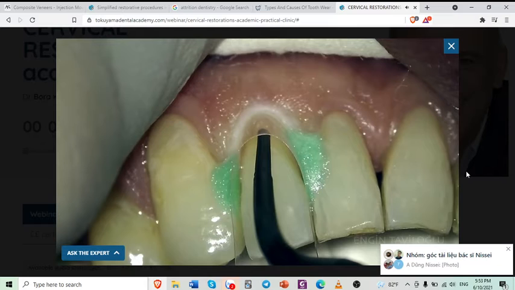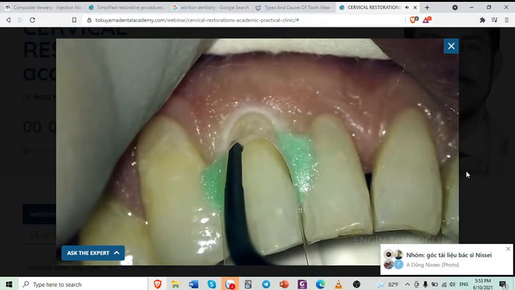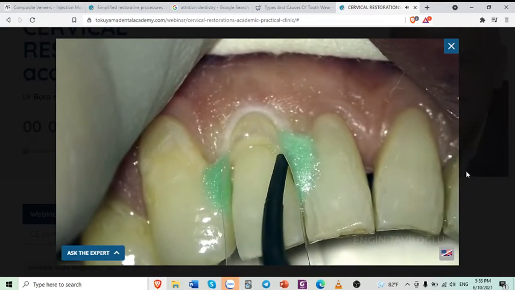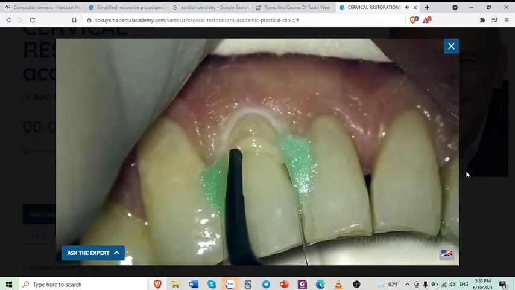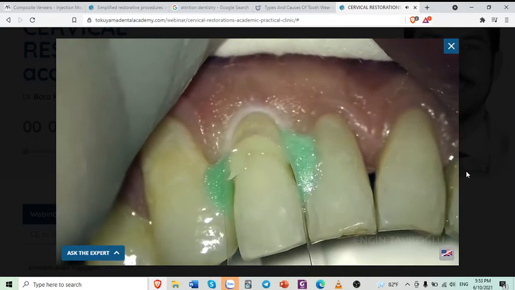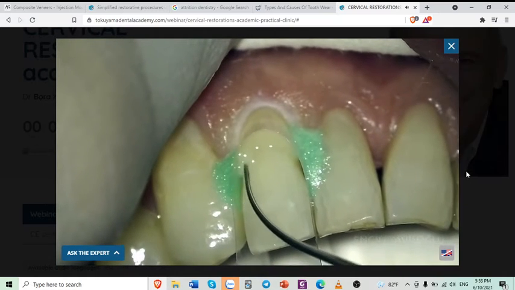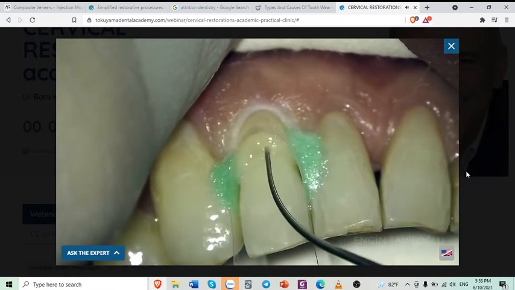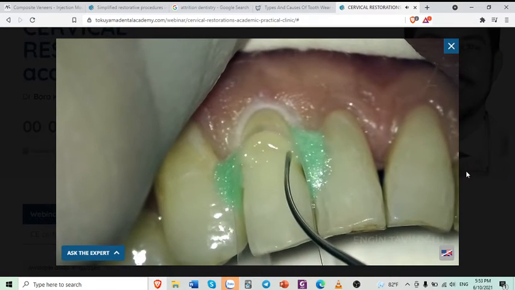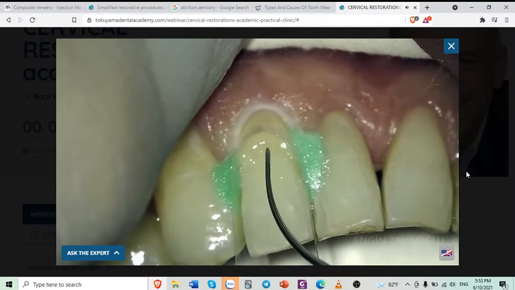In general, I use a transparent patch like this, with which we can do the retraction and the isolation. To stabilize, I use the barriers that are contained in bleaching kits. Then I do the injection. This is a restoration I did with a flowable composite. I use a sharp tool, could be a spatula or a needle or a probe, to push it in inside.